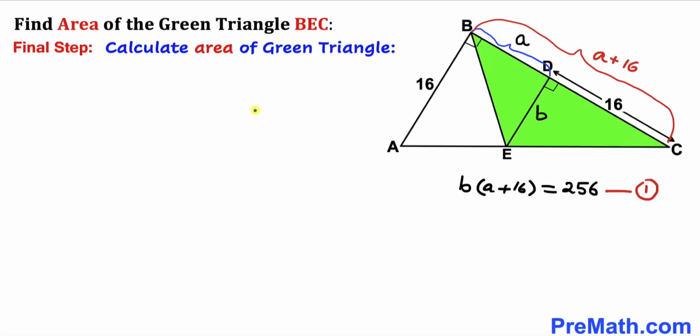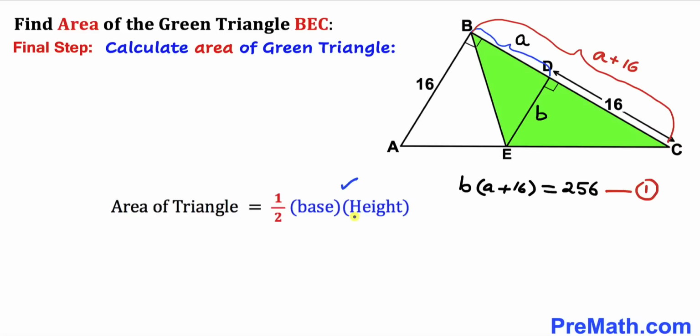And here's our final step. Let's go ahead and calculate the area of this green shaded triangle BEC now. And now let's recall the area of a triangle formula. Area equals a half times base times height. And we can see the base for this green triangle is a plus 16 and the height is b. So let's go ahead and calculate the area of this green triangle now.